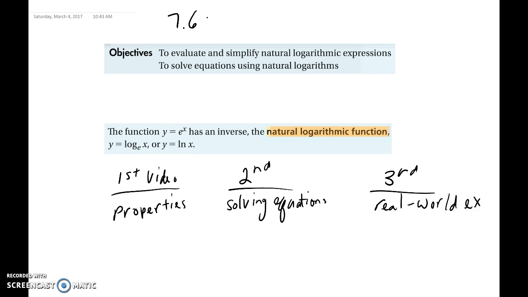All right, so our goals or objectives for all 3 of these videos are to evaluate and simplify natural logarithmic expressions. And then we're going to solve equations using natural logarithms as well. So what is a natural logarithm? Well, the natural logarithm function is the inverse of our exponential equation where e is our base.